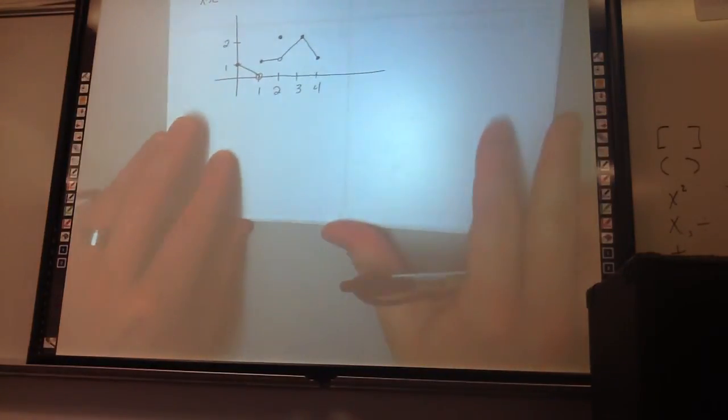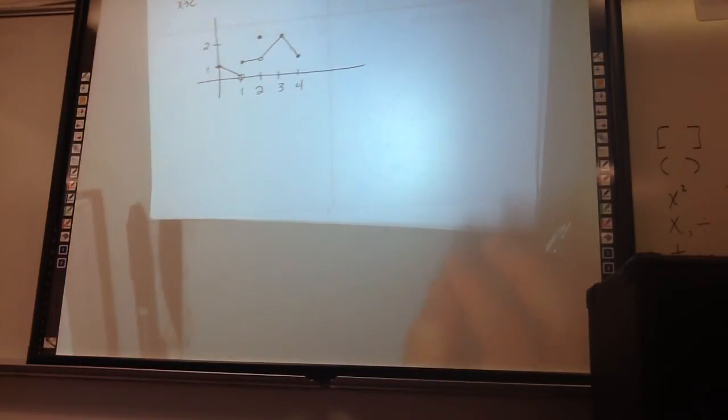So there's our function. It's a piecewise function. We could write the equation for it, but it's in your book if you want to see it. I don't think anyone cares.